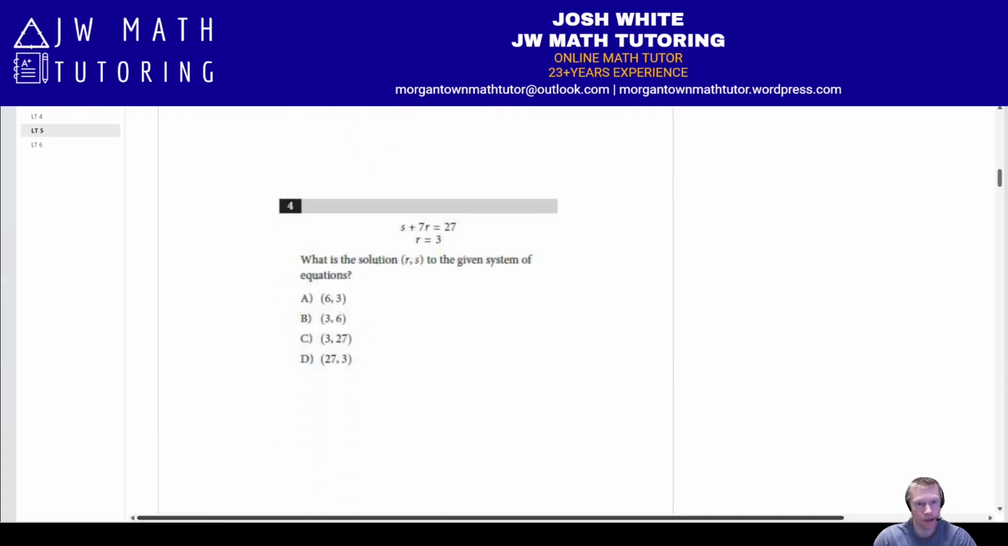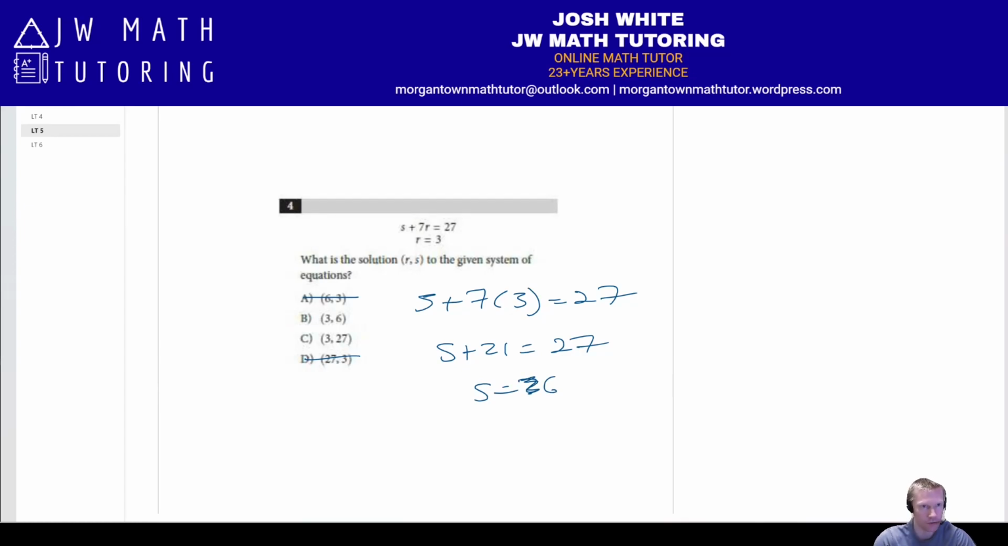Next up, number 4, you have a system of linear equations. What's the solution to the system? Well, notice r is given as 3. So right off the bat, we can get rid of these two because they do not have r equal to 3. And then you could just take it and plug it in here. And you could get s plus 21 equals 27, s equals 26. No, s equals 6, not 26. What am I doing? 27 minus 21. So the correct answer for this one is going to be letter B.